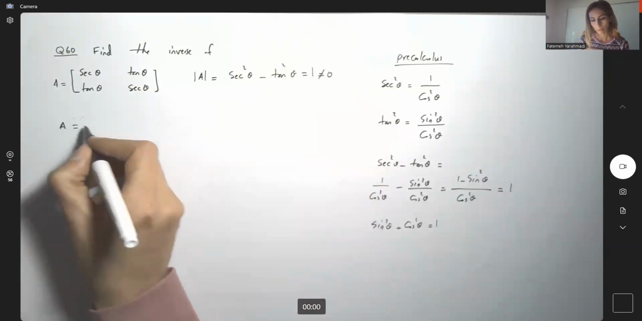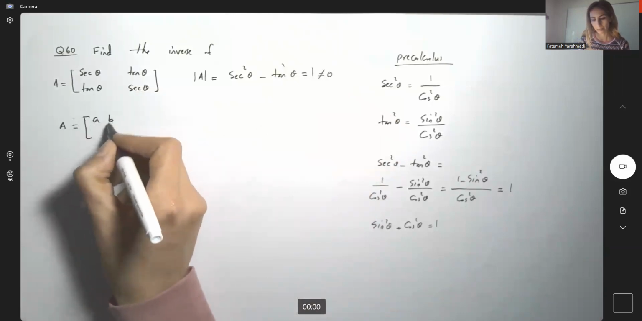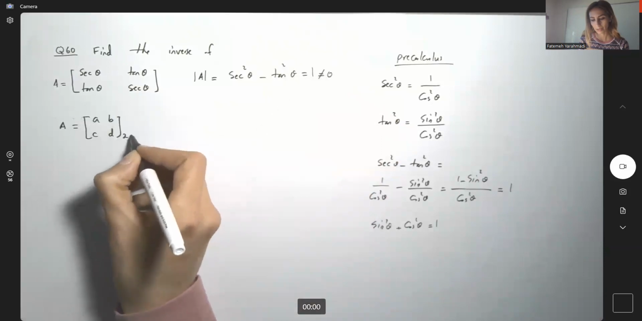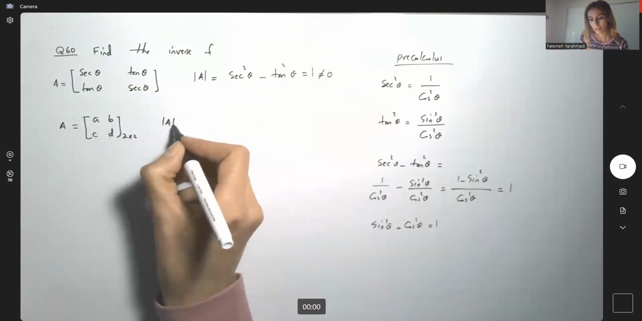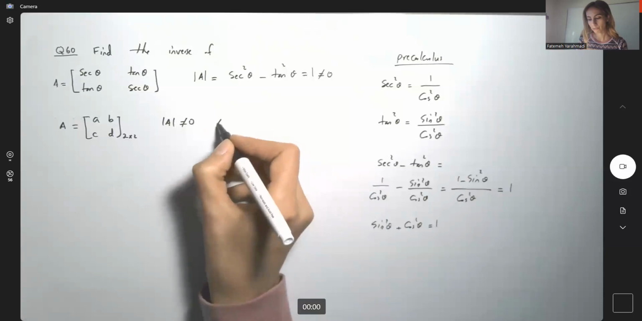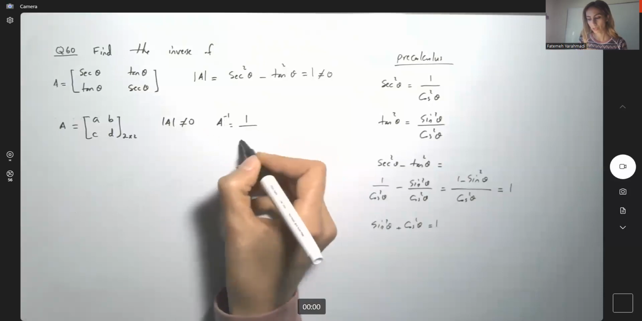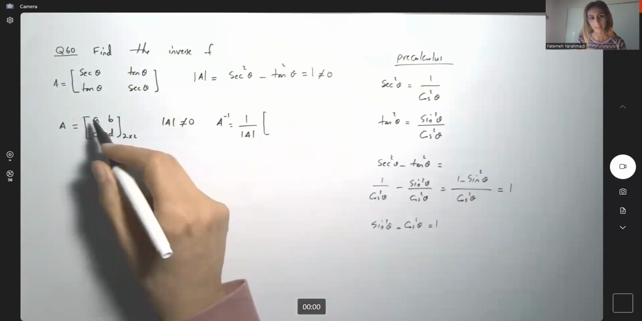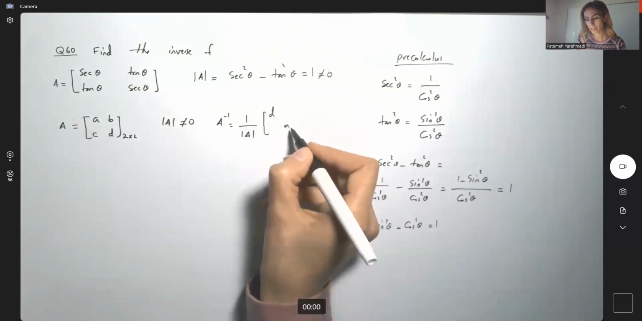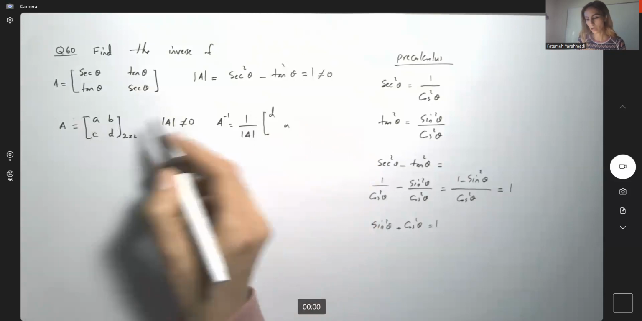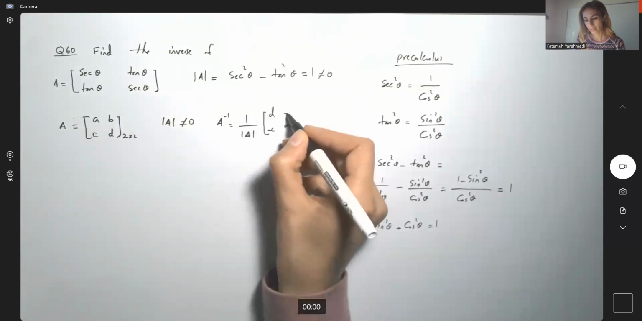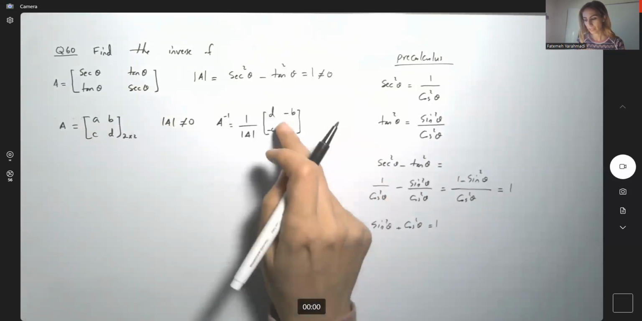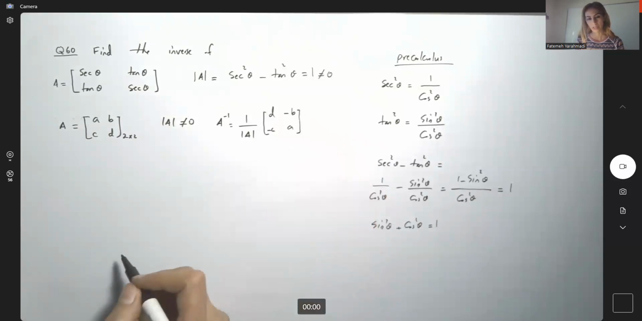Let us go back to the formula that we introduced. A, B, C, D, a 2 by 2 matrix. As long as the determinant is not 0, we can find the inverse of this matrix, which is 1 over the determinant. We're going to switch the main diagonal entries, D, A, and then we're going to write the opposite of the rest of the entries. And this is just your inverse matrix.